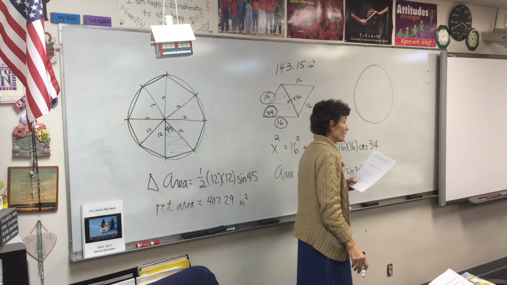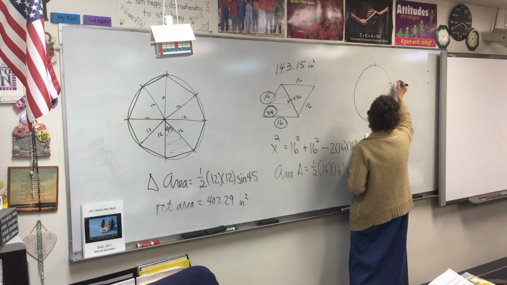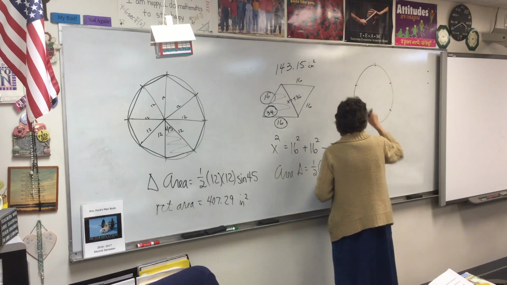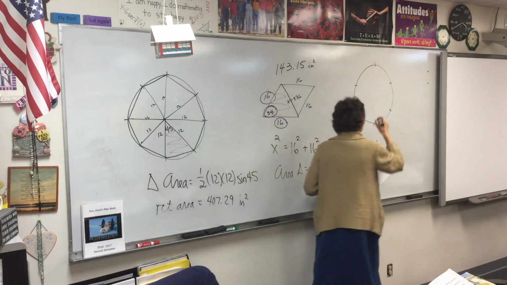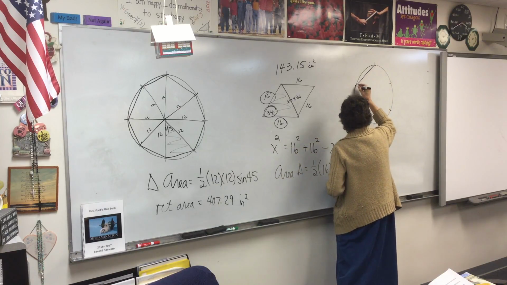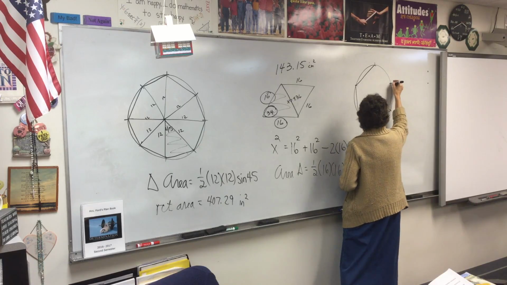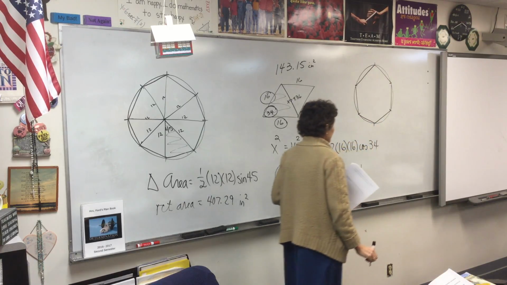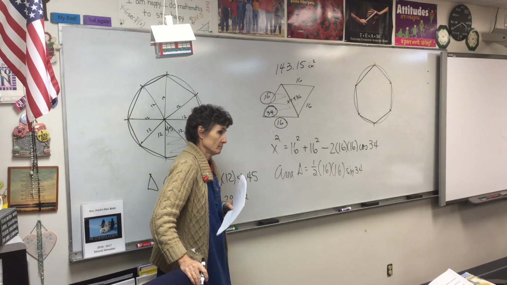So how many marks will I put around my circle? 6. Try to space them as evenly as you can. Obviously it's not going to be perfect. Mine's certainly not perfect. But get them spaced out as best you can. And then connect those dots. So you put 6 dots around your circle and now you're going to connect them. So there's your hexagon.